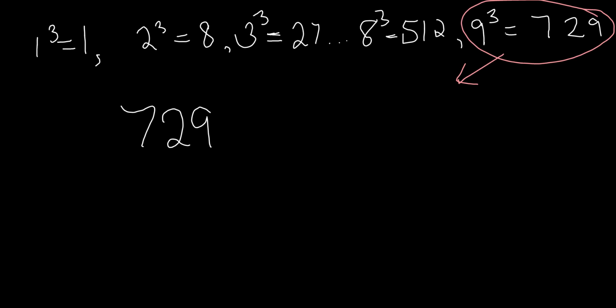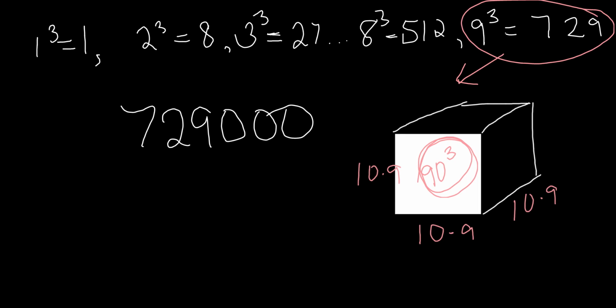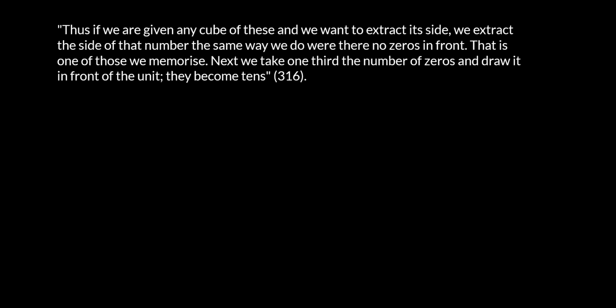He suggests that if we add 3 zeros before the number, it becomes a cube of tens equal in number to the number of units. Thus, if we are given any cube of these and we want to extract its side, we extract the side of that number the same way we do if there were no zeros in front. That is one of those we memorized. Next, we take 1/3 the number of zeros and draw it in front of the unit. They become tens.